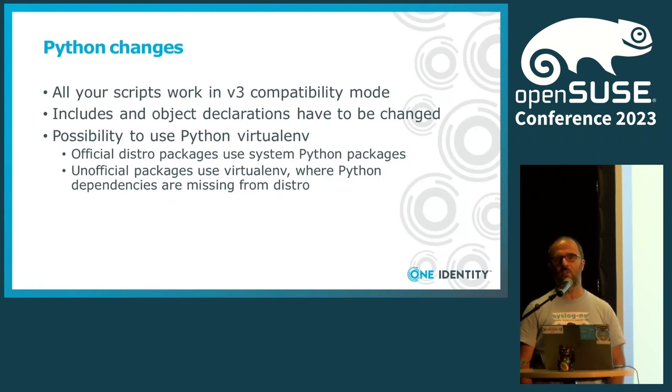And there were a number of changes in Python support as well. The good news is that as long as you keep the first line, the version string of the configuration, in version 3, then all of your Python scripts will work without touching them at all. On the other hand, if you want to use version 4 features, you also need to rewrite your Python scripts a bit. Luckily, not too much. You need a few additional includes, and object declarations have to be changed.